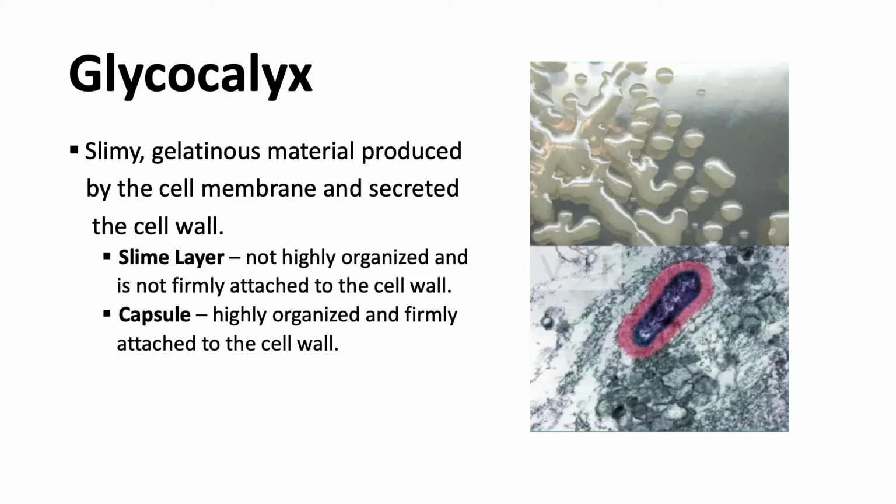We don't want Pseudomonas in the hospitals. These are very hard to treat kinds of infection. The other type of glycocalyx is called the capsule. It is highly organized and firmly attached to the cell wall. Examples of bacteria that are encapsulated are Haemophilus influenzae, Klebsiella pneumoniae, Neisseria meningitidis, and Streptococcus pneumoniae.